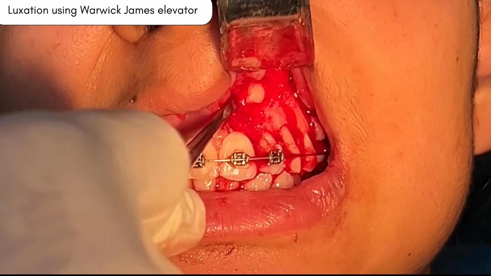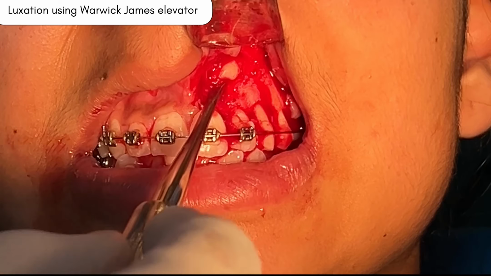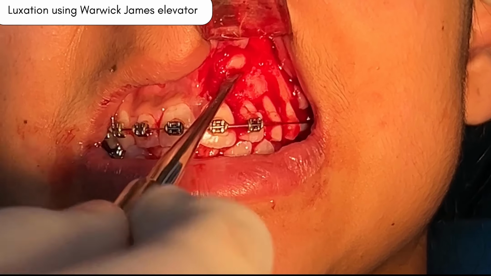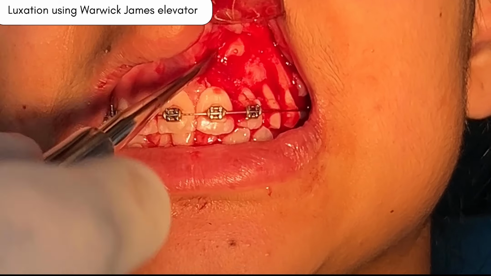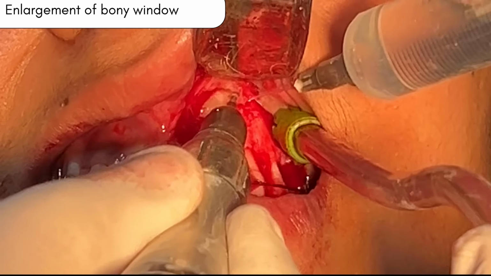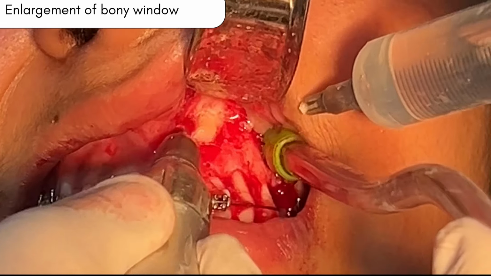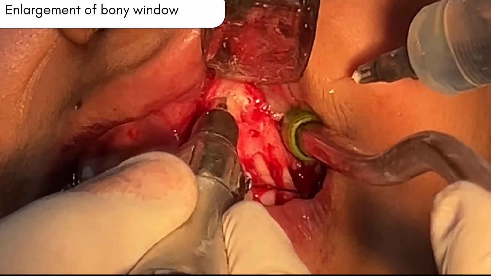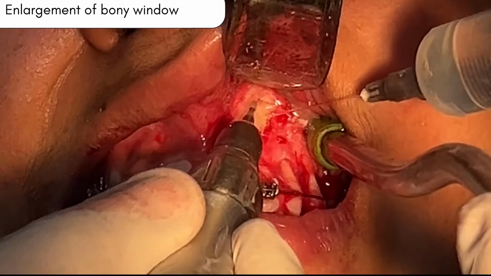This is the first fragment that was carefully luxated and removed using Warwick James elevator, ensuring minimal trauma to the surrounding tissue. Always ensure copious irrigation is done along with the use of micromotor, as it would otherwise cause necrosis of the surrounding bone.